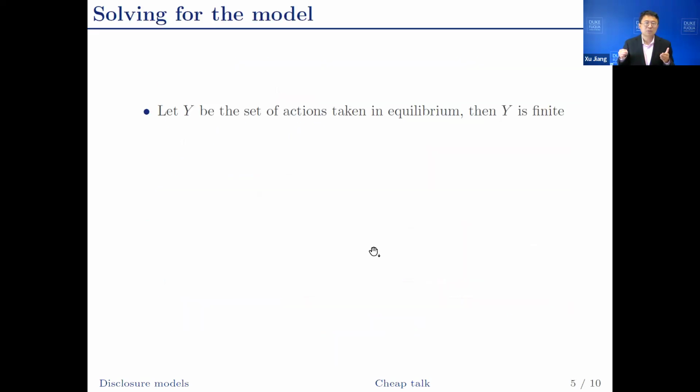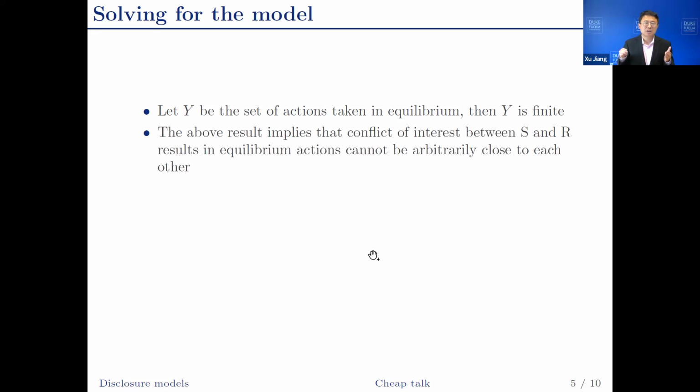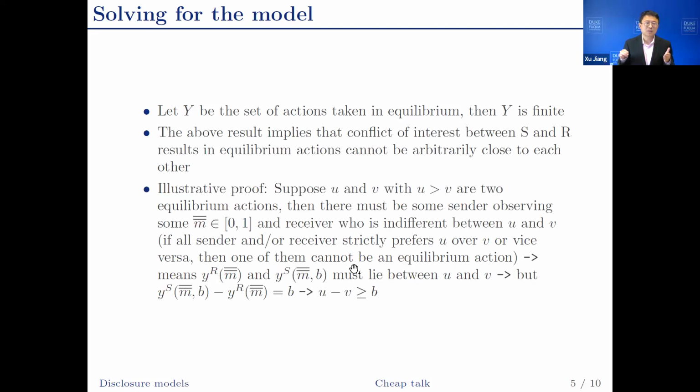To solve for the model, first know that even though the actions that can possibly be taken in equilibrium are continuous, in equilibrium, the actual set of actions taken is finite. This means the conflict of interest between the sender and receiver, as well as the zero lying cost, results in equilibrium actions that cannot be arbitrarily close to each other. The slides provide the illustrative proof. I'm not going to go through the proof in detail. I just want to give you a big picture intuition.